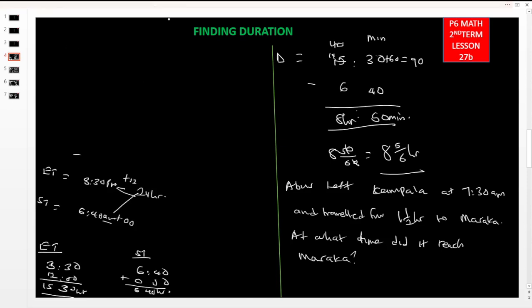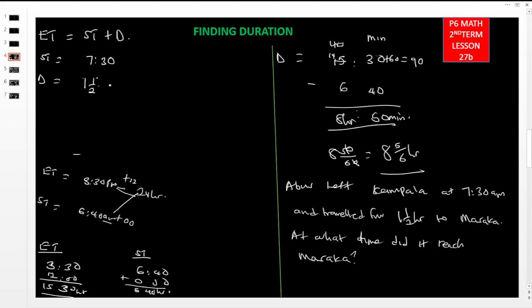So we need to get the ending time. To get the ending time here, we are going to get the starting time plus our duration. So what is the starting time? It left Kampala at 3:30. Then this is 7 hours and 30 minutes. Then what's the duration? 1 hour and a half.